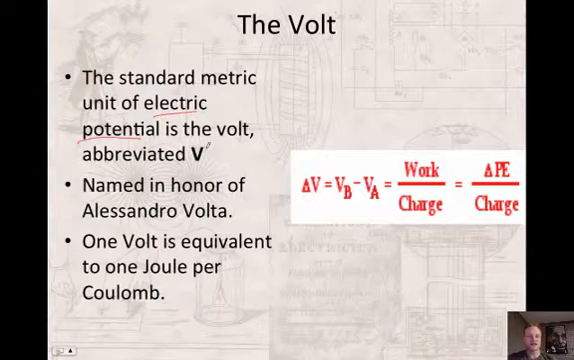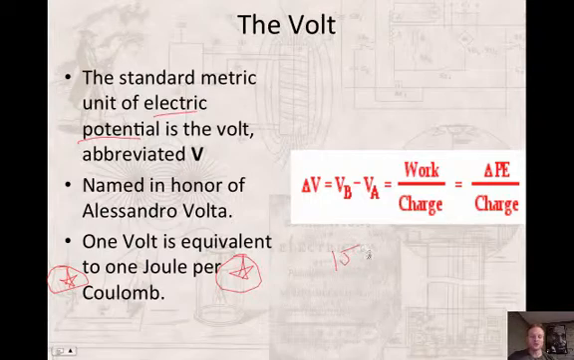The volt was named in honor of Alessandro Volta. And basically what 1 volt is, and this is what I think is actually really important, is to realize what these units mean. 1 volt is 1 joule per coulomb. Okay, that is what 1 volt equals. 1 volt equals 1 joule per coulomb.